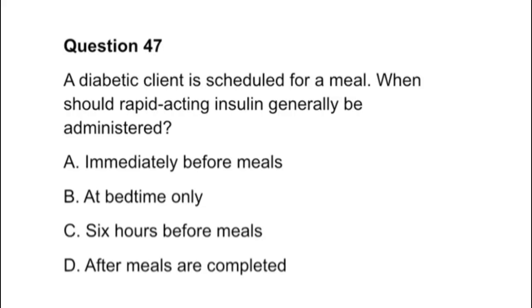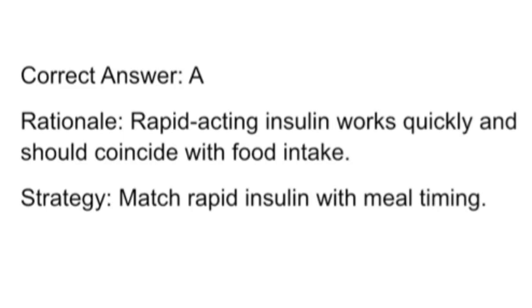Question 47. A diabetic client is scheduled for a meal. When should rapid-acting insulin generally be administered? A. Immediately before meals. B. At bedtime only. C. 6 hours before meals. D. After meals are completed. Correct answer: A. Rationale: Rapid-acting insulin works quickly and should coincide with food intake. Strategy: Match rapid insulin with meal timing.